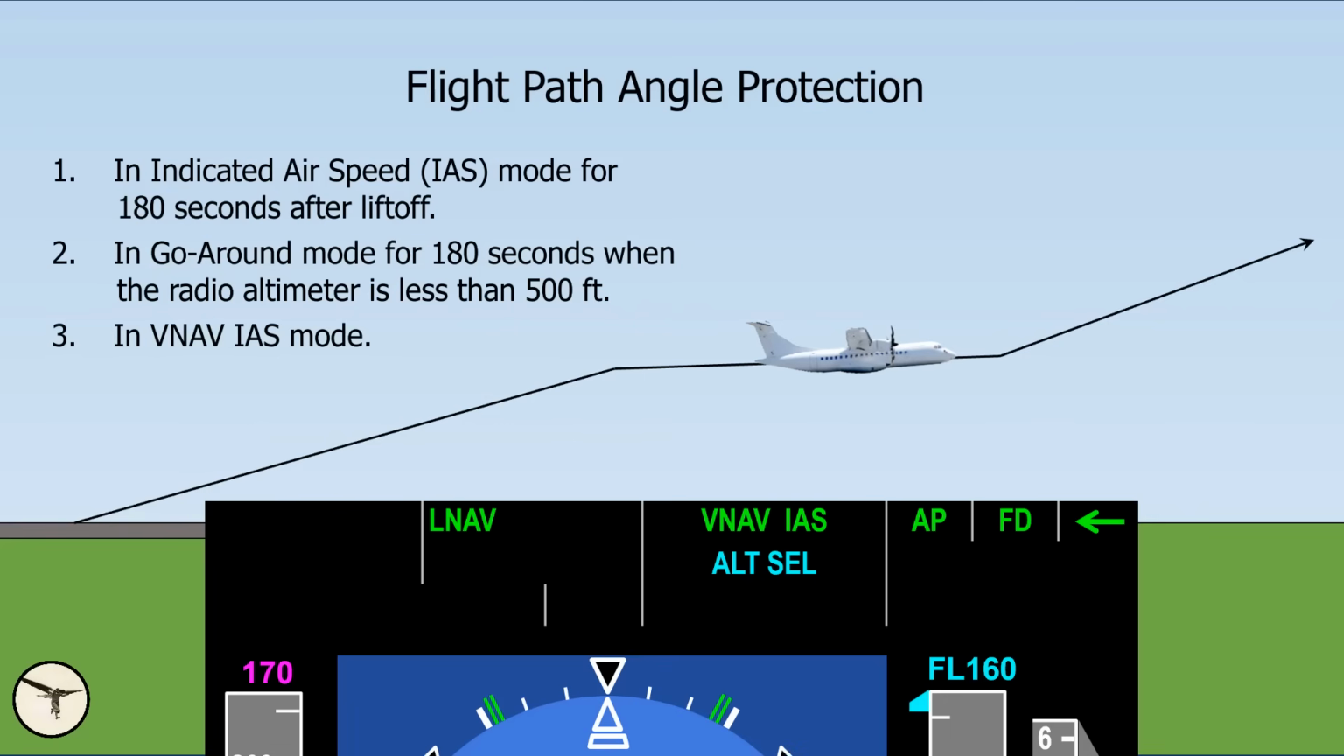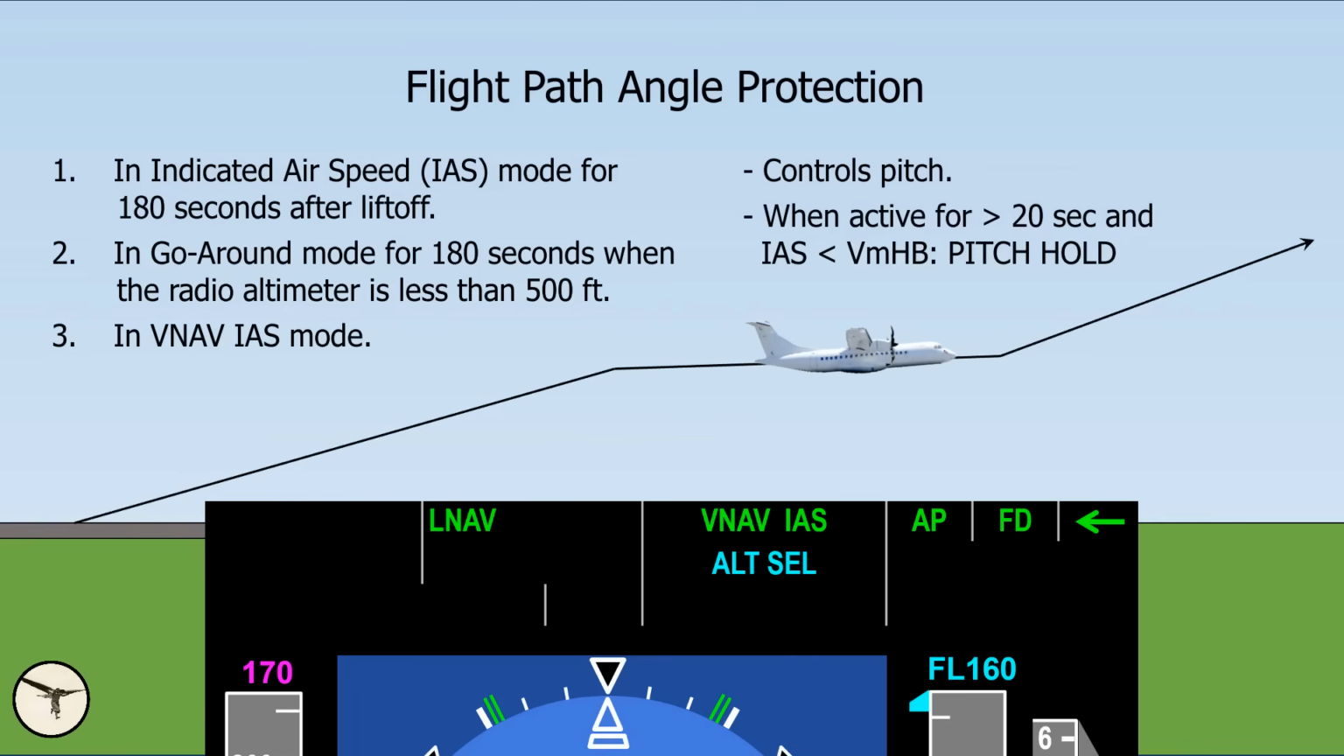When the flight path angle protection system is active, the autoflight system controls pitch directly. If the flight path angle protection system is active for more than 20 seconds and the speed is less than high bank speed, pitch hold mode is activated, together with a 3-click audio alert. This gives the flight crew time to assess the situation and select the best sequence of actions. For example, selecting altitude hold to retrieve acceleration capability.